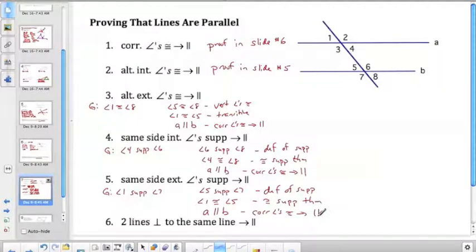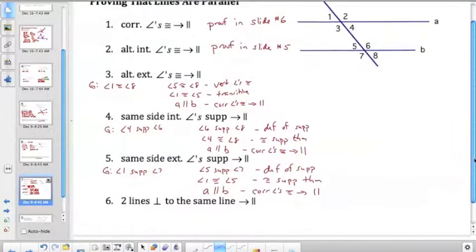Okay, so the first 5 are all based on the 5 different types of angles that we have: corresponding, alternate interior, alternate exterior, same side interior, same side exterior. If any of the first 3 pairs are congruent, or if any of the second 2 pairs, as in number 4 or 5, are supplementary, then we know that we have parallel lines.